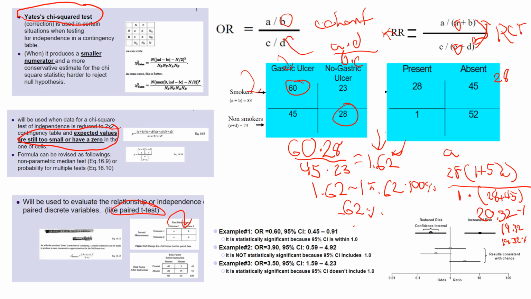So if we do 28 divided by 28 plus 45, all this divided by 1 divided by 1 plus 52. Let me see what happens when I put that in. So I didn't write down the answers for these because these are relatively simple, and I didn't think I would struggle with the math. So we'll find out if I'm struggling with the math or not. Nope, okay, I got the same thing. Yeah, so this is essentially 19 times higher for people who smoke to get gastric ulcers in this case. So yeah, I guess that is a way to do it. Either way should work if you want to do your math, whichever way works better for you.